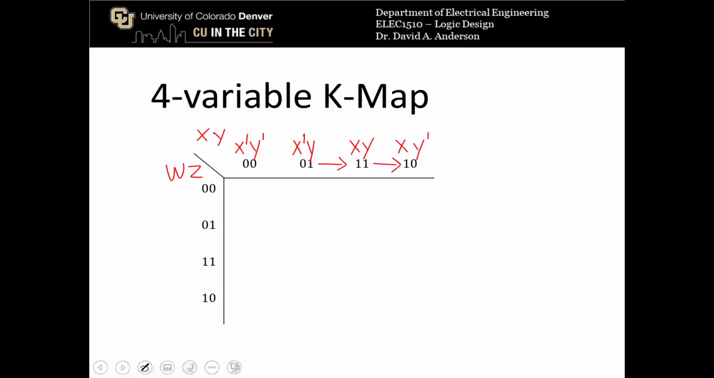That works the same on the vertical axis, where we go from 0, 0 to 0, 1 to 1, 1 to 1, 0, because we can only have one bit change at a time for adjacent terms that can be combined. So 0, 0 corresponds to w prime z prime, 0, 1 is w prime z, 1, 1 is wz, and 1, 0 is wz prime.